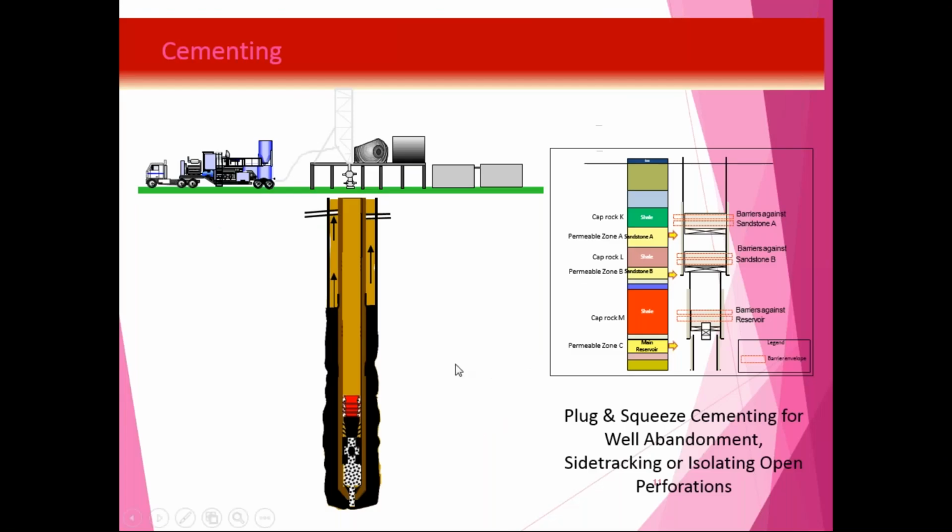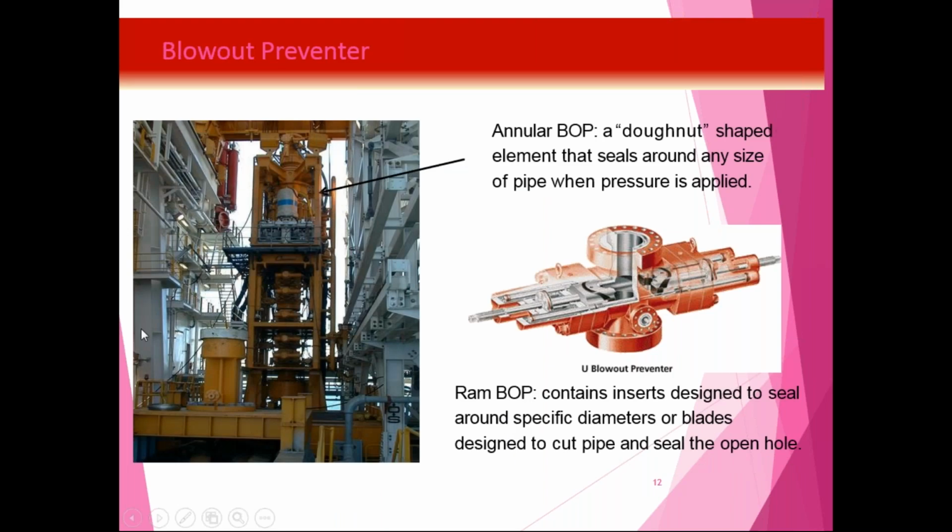Now, this is a blowout preventer, already mounted, and this is an annular blowout preventer. It's like a donut shape, fitting around the size of the pipe, and inside pressure is applied. So this is what it looks like in cross section. We also have a ram blowout preventer.